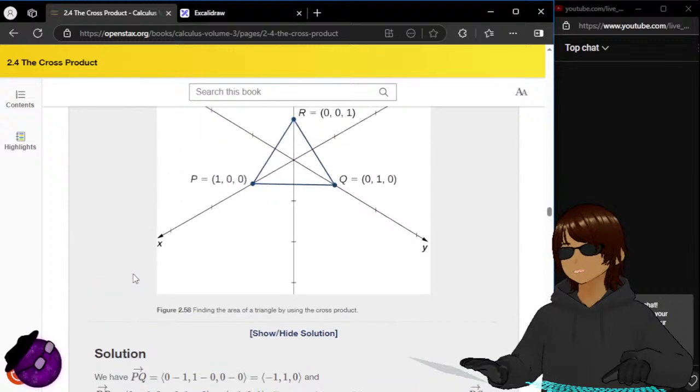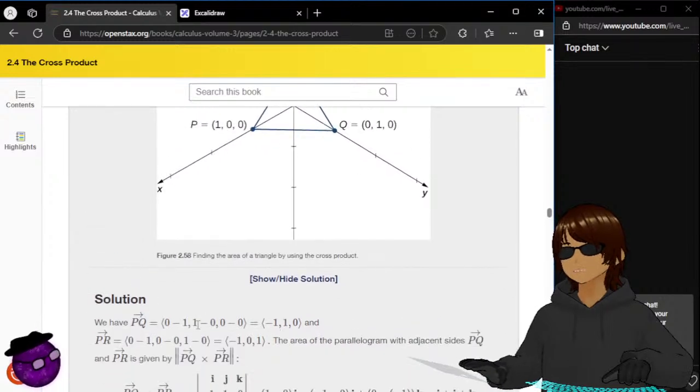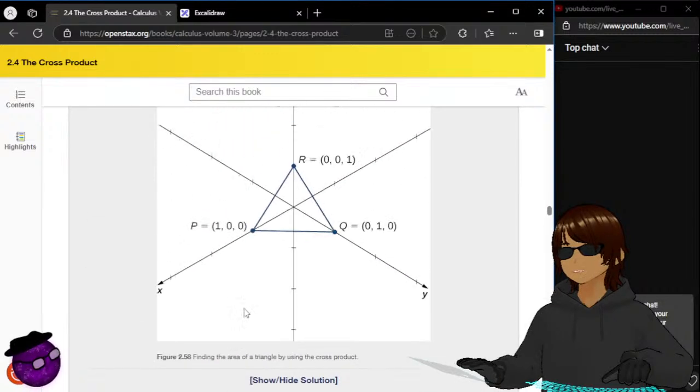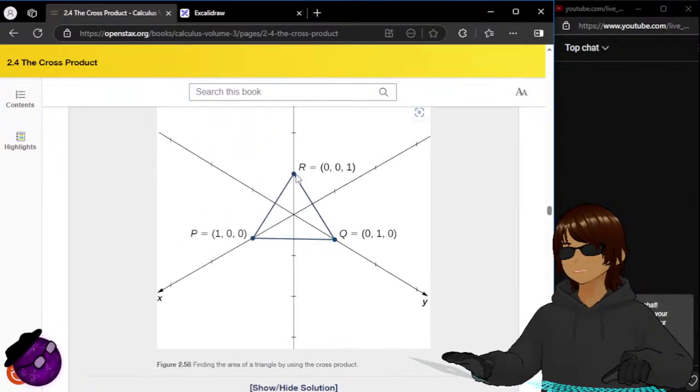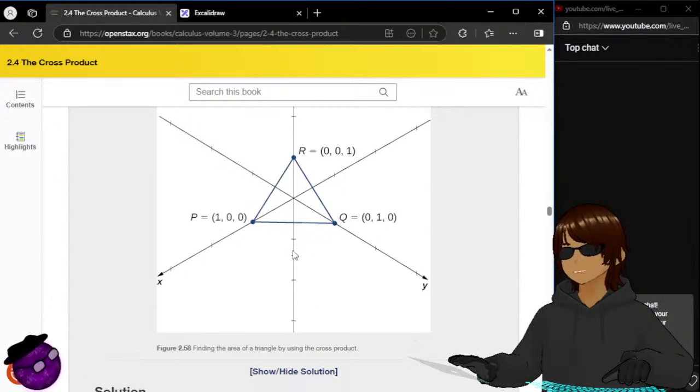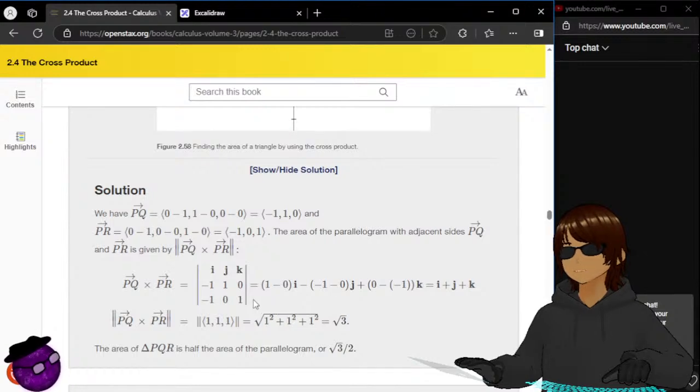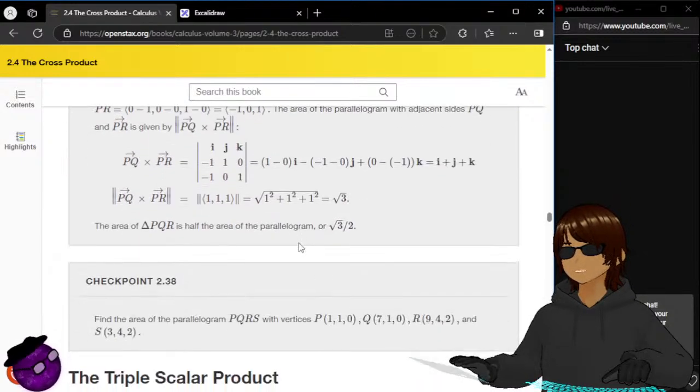But what are they doing? So P to Q, the vector P to Q, okay. And then they're finding, I think, the vector P to R. And they're finding the area of the parallelogram. It's like P to R, the area of the square formed by two of these triangles. And then they're dividing it by 2. I think that's what they're doing, yeah.